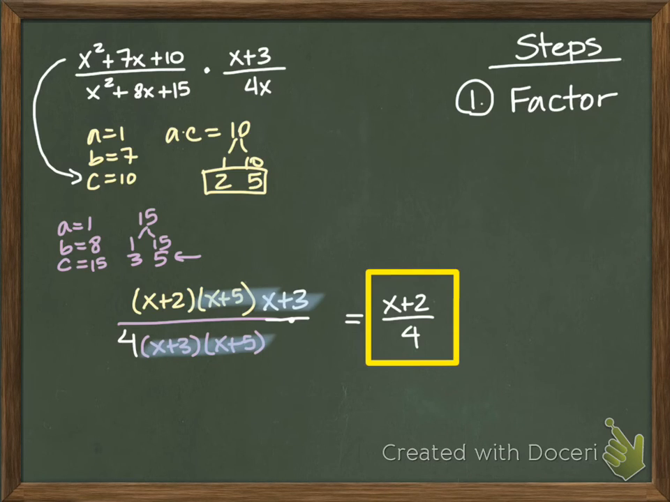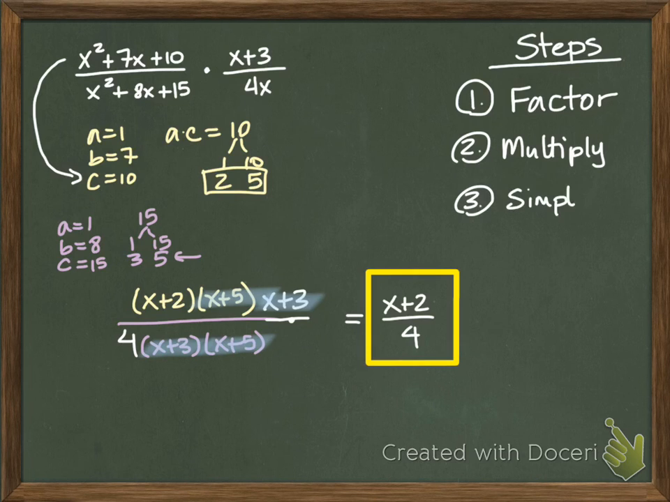Hooray! That's all we do with multiplying. So let's finish out our steps real quick. We factor, then we multiply: top times top, bottom times bottom. And then we simplify. And that's it.